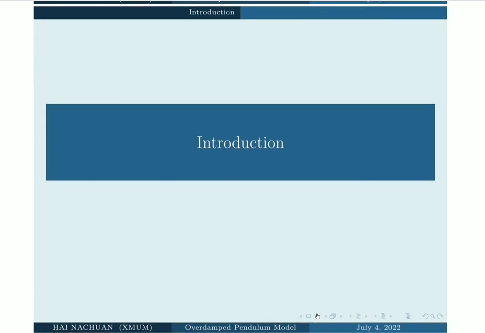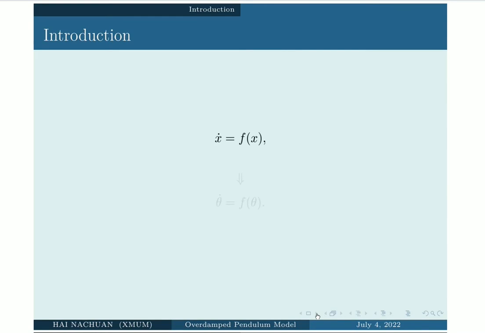Now, let's talk about the introduction. So far, in previous chapters, we've concentrated on the equation x dot equals f(x), which we visualized as a vector field on the line. Now it's time to consider a new kind of differential equation and its corresponding phase space. This equation, theta dot equals f(theta), corresponds to a vector field on the circle.